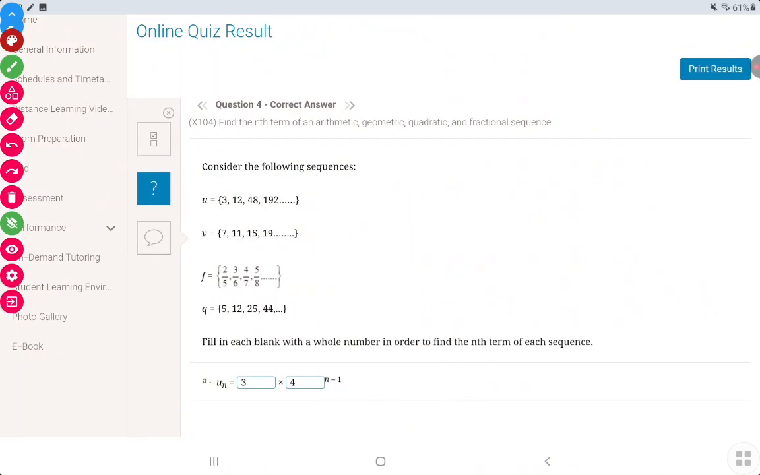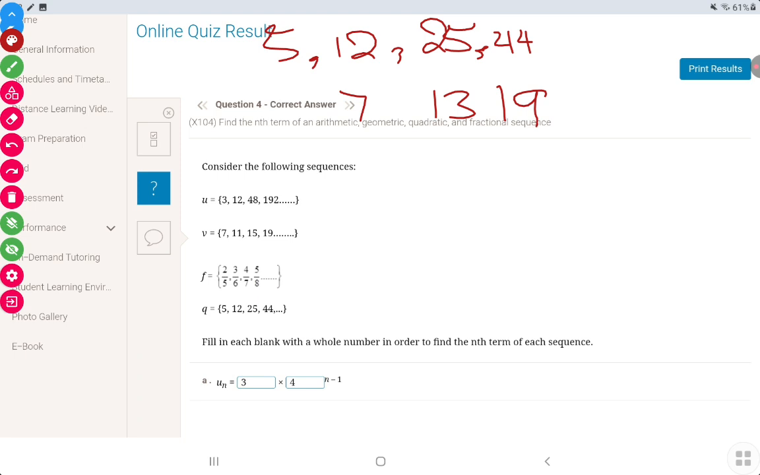Oh, and then we have our last sequence. 5, 12, 25, 44. So we check if it's arithmetic or linear. 12 minus 5 is 7. 25 minus 12 is 13. 44 minus 25 is 19. So we know it's not linear. So we check for a second set.